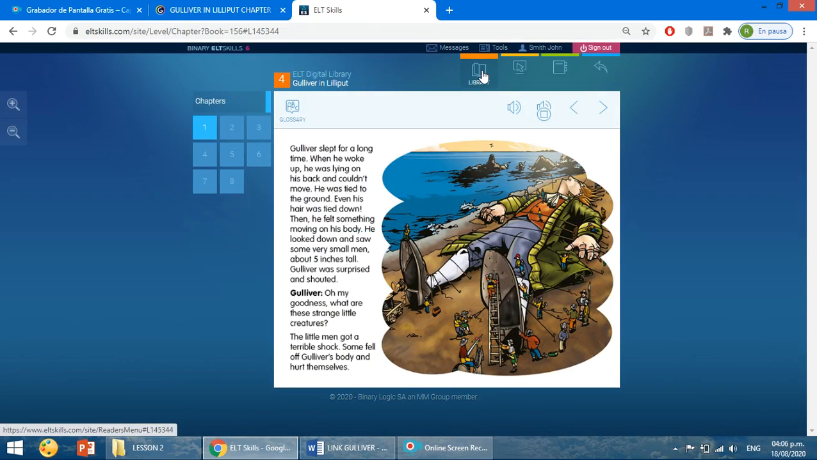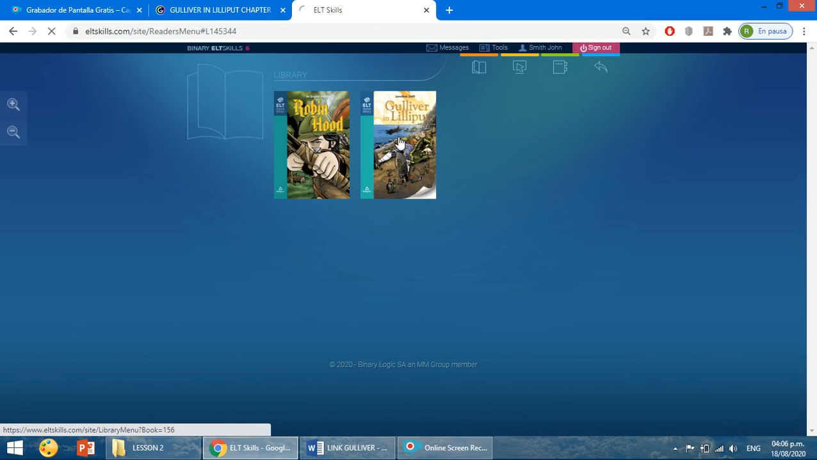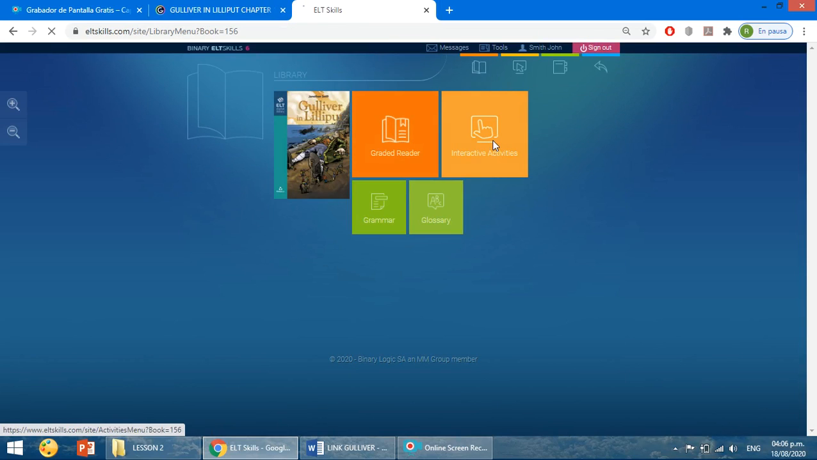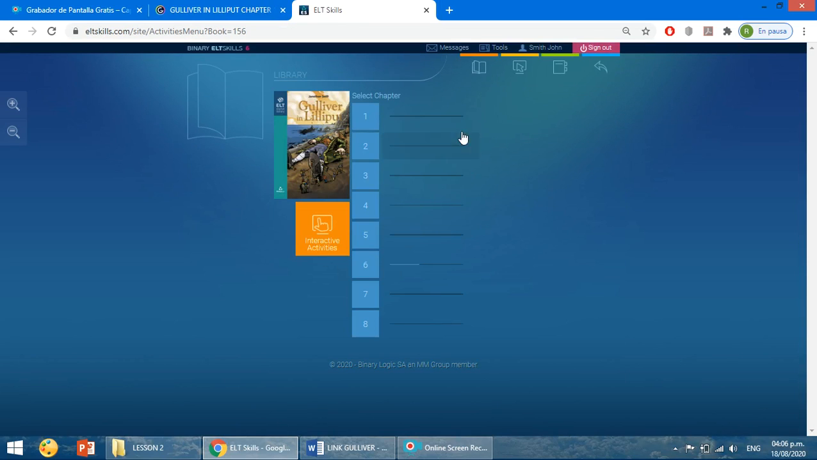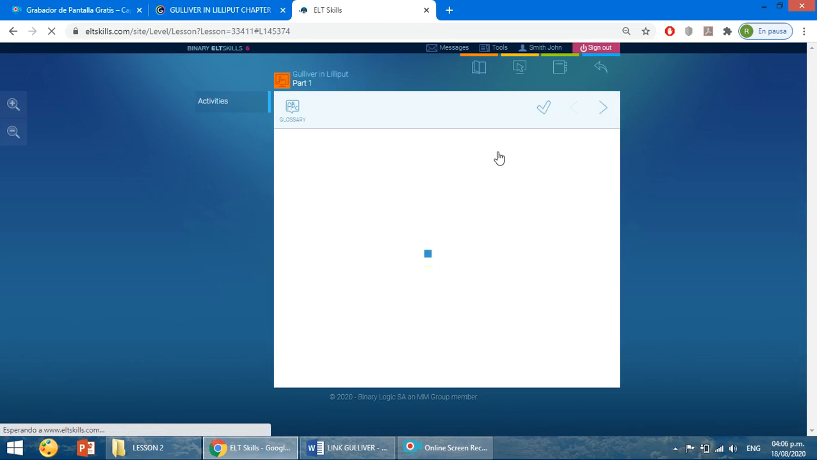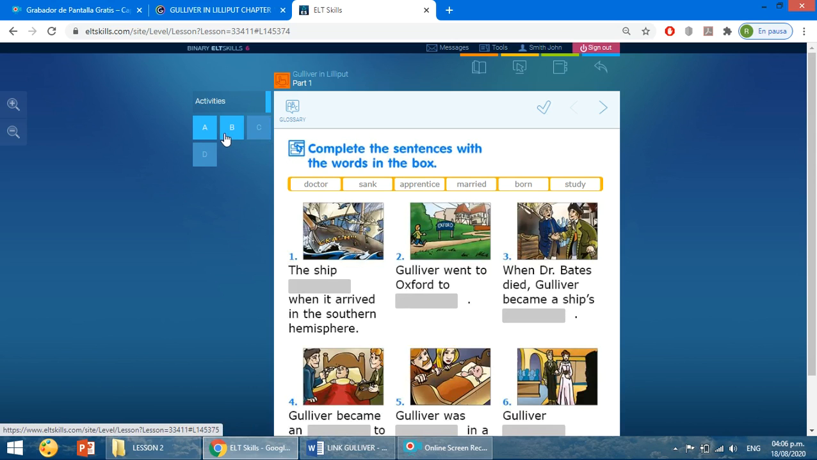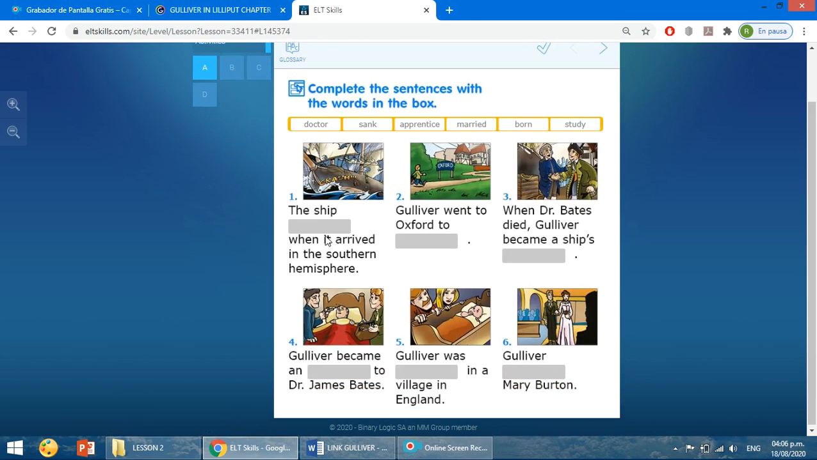Now let's work on the activities. Go to library. Gulliver. Activities now. Activities from chapter 1. We are going to work on activity A and B. Okay? We have some words. We are going to complete these sentences using the words.